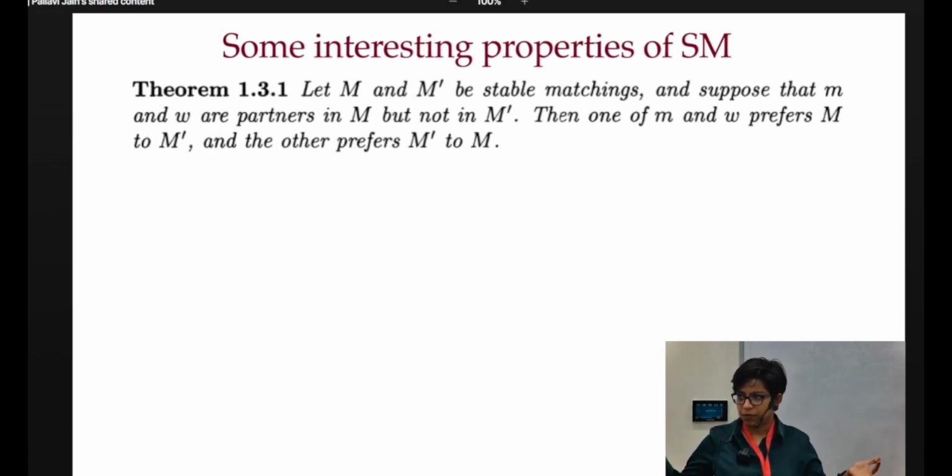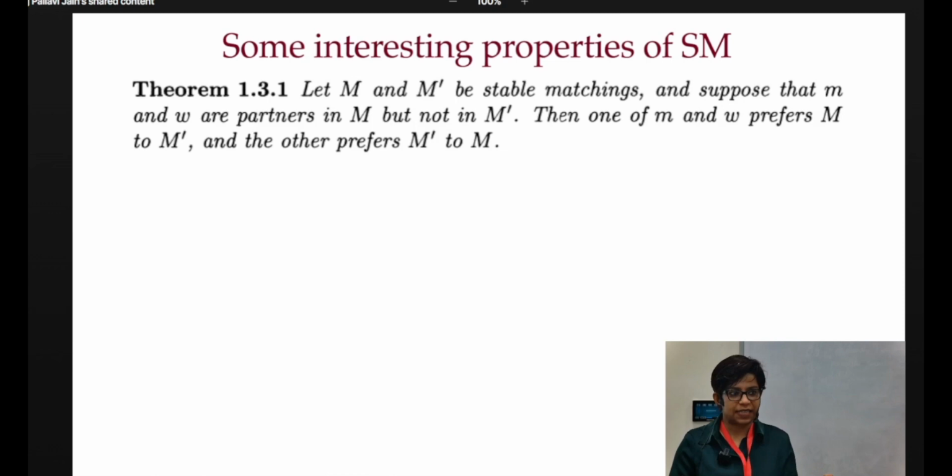Is it clear what I am trying to say? You have two stable matchings M and M prime, and you have a pair, a man and a woman. They are matched in one of the stable matchings, let us say M, but not in M prime. Because they are not matched to each other in M prime, they obviously have either a different partner or no partner. So both of them will be able to compare the two matchings because the outcomes are different. If they had the exact same partner, then they would be indifferent.